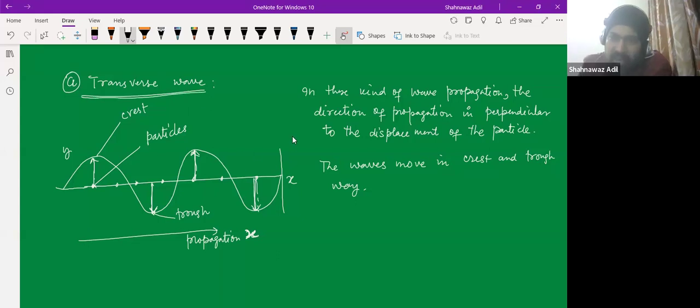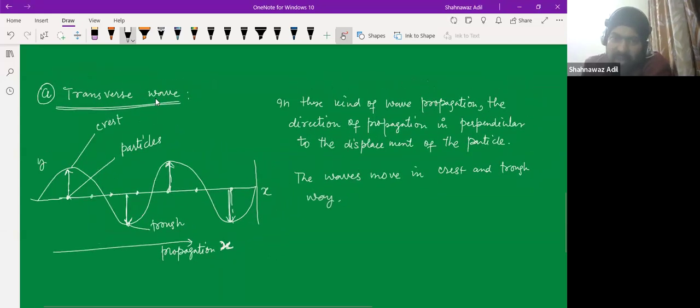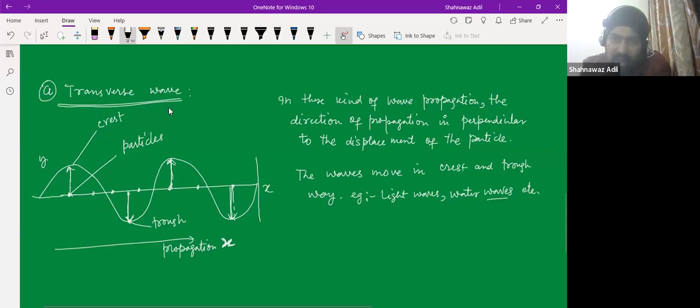And then the second one is called, so the example of this transverse wave is what? So example is your light waves, right? And then you have these water waves. So these are the examples of transverse wave, and then you have this longitudinal wave.